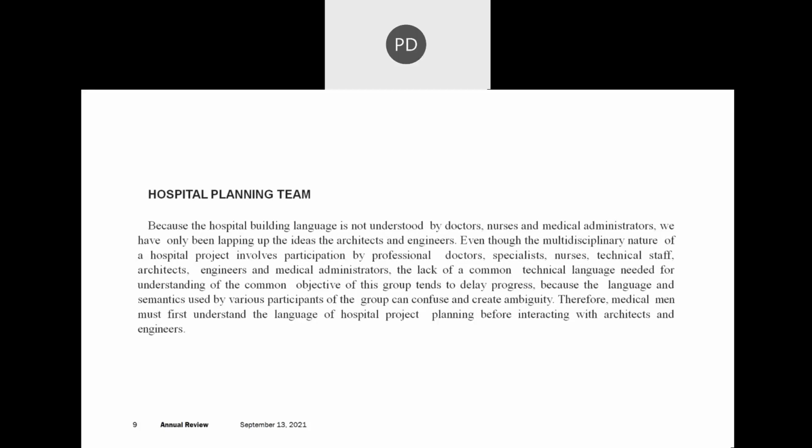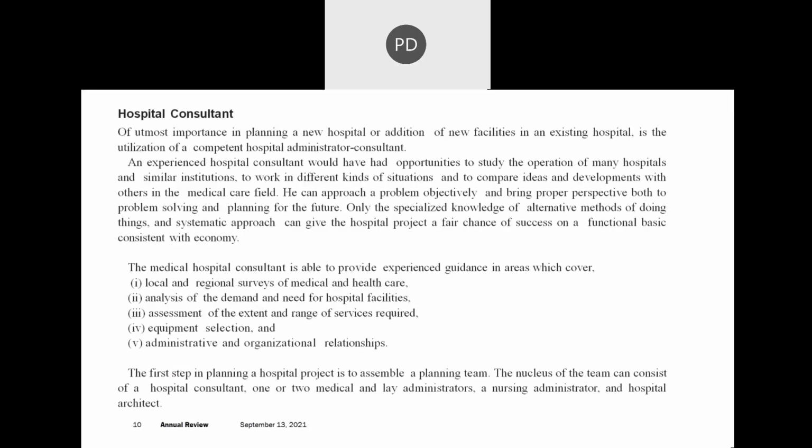So it is the responsibility of the engineers and architects to involve these people in the project while they design the hospital. For this reason, there has to be continuous communication with the architects and engineers. The medical team has to be in continuous touch or communication with the architects and the engineers.